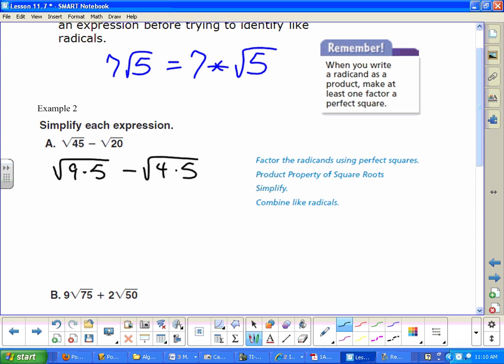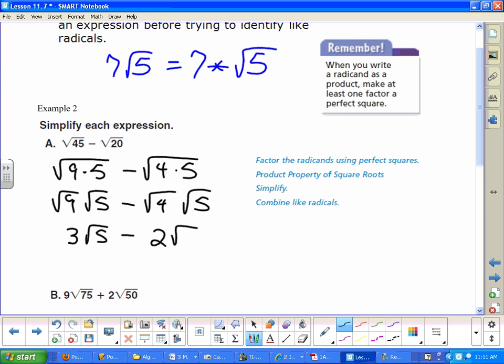Okay. All right. Now, I can rewrite these then using the product property. Square root of 9 times square root of 5 minus square root of 4 times square root of 5. Now, if you're getting comfortable going from here to the step down here that we haven't done yet, then that's fine. You don't have to do this step of writing it in separate square roots. So square root of 9 is 3. So we have 3 square roots of 5 minus the square root of 4, which is 2 square roots of 5.